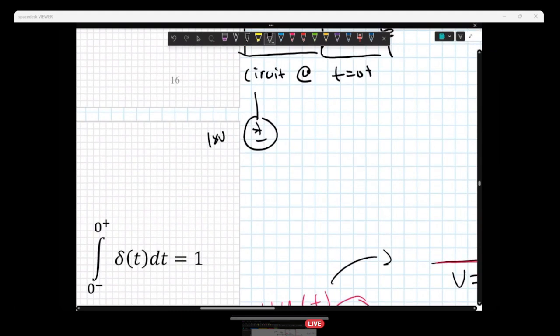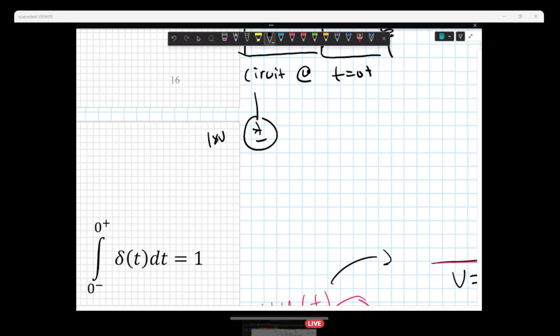Oh wait, so are you just saying the source is just turning on and off, or what? Yeah, exactly. Oh, okay. That's all that does. They don't want to tell you what it is at 0 minus and 0 plus. They give you a thing that does both.